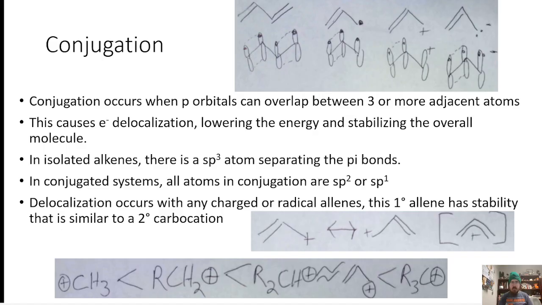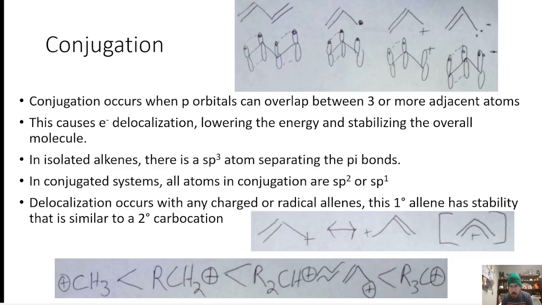Now, the delocalization occurs with any charged or radical allyl systems. This primary allyl cation has stability that's similar to a secondary carbocation. So even though we would say primary carbocations are very unstable, this guy is about as good as a secondary, as you can see down here. So the methyl has the lowest stability, then the primary, then we have secondary and allylic, and the tertiary cation is the highest.